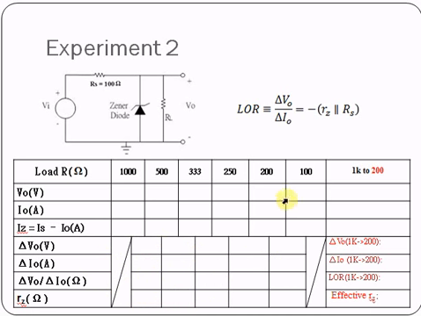Because when we use the 100 ohm resistor, the Zener diode may not be in the breakdown state. This will make the RZ very high. Therefore, we will not use the 100 ohm result to calculate our LOR. Use the 1K to 200 ohm to calculate our LOR and the effective RZ in the regulator circuit.